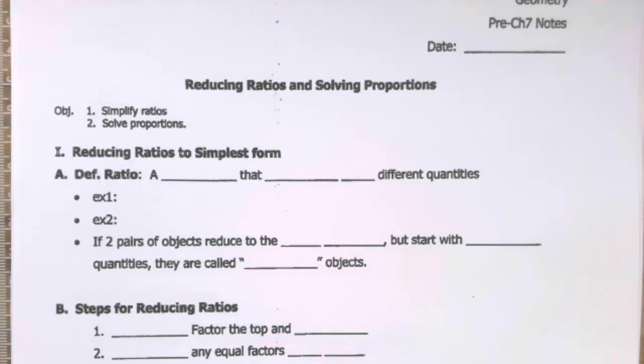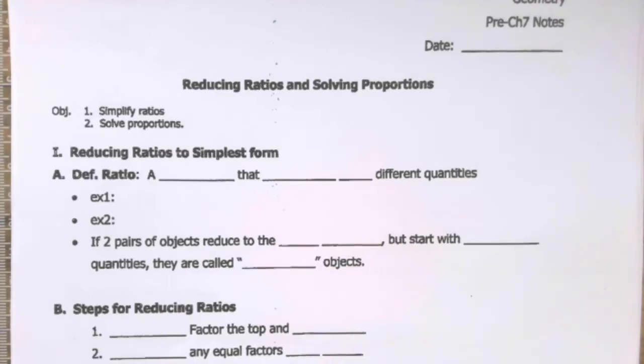Good afternoon. We are going to take notes on pre-chapter 7. The topics are reducing ratios and solving proportions. This is going to be the algebraic base for the skills that we need the rest of the chapter. All right, let's get started.